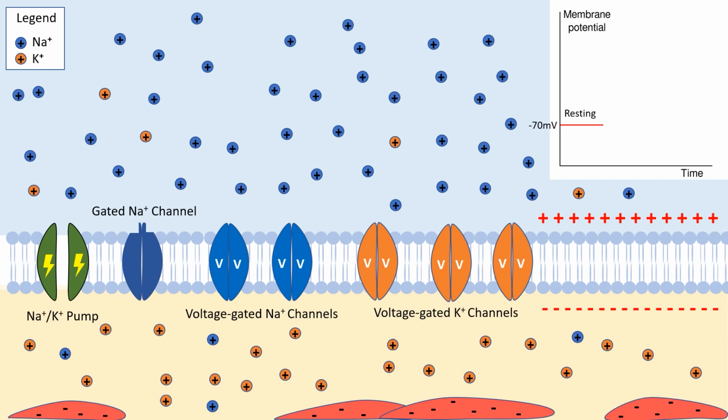Mechanically gated channels and ligand-gated channels are found in the dendrites and cell bodies of neurons. Gated channels can be opened or closed. When opened, they allow ions to move passively down their concentration gradient. The example I'm going to use here is of a ligand-gated sodium channel. A ligand is a signaling molecule that binds to something else, usually a channel or receptor.